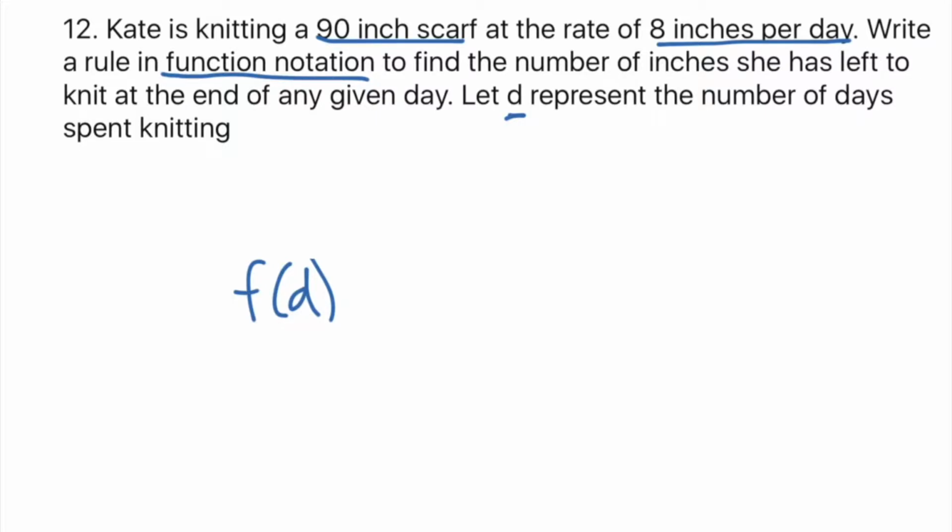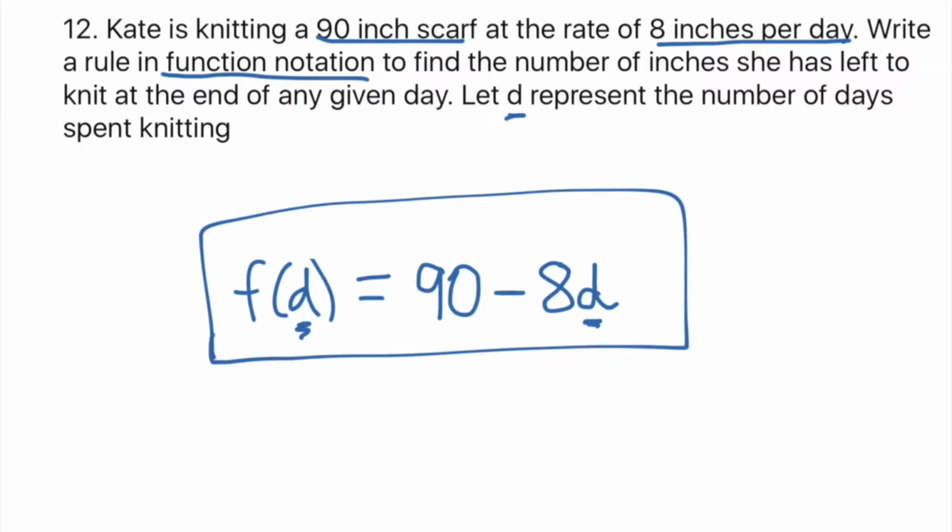Let me get back to blue. So we know that she wants to finish with, or she's doing, a 90-inch scarf. So that's how much the total is going to be. So we have 90 inches, but each day she's going to reduce that by 8 inches. So we're going to say we're going to reduce that by 8 inches per day. We don't know how many days that is though, so that's what we're going to say 8 times D. So again, we want to make sure that we put our equal sign here and that both of these are D, and then that is your rule in function notation.